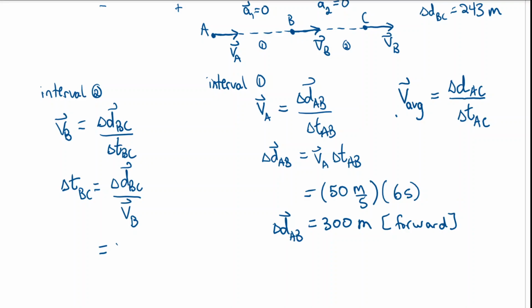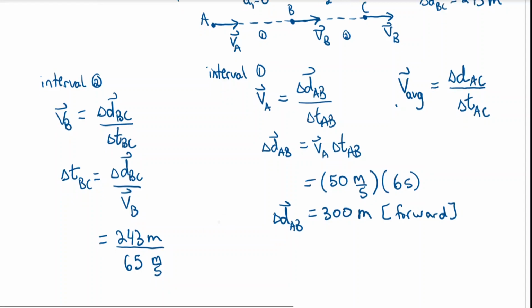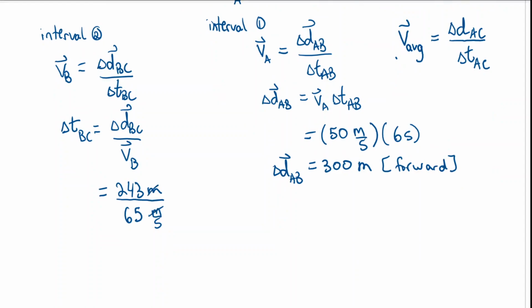So we have 243 meters. That's forward, so it's positive. And then our velocity is also positive, and I believe it was 65. We've got 65 meters per second forward. All right, putting that together, we're going to get our time. These meters are going to cancel out, and the second will go to the numerator, and we get 243 divided by 65 is 3.7. So there's our time we traveled in that second interval.